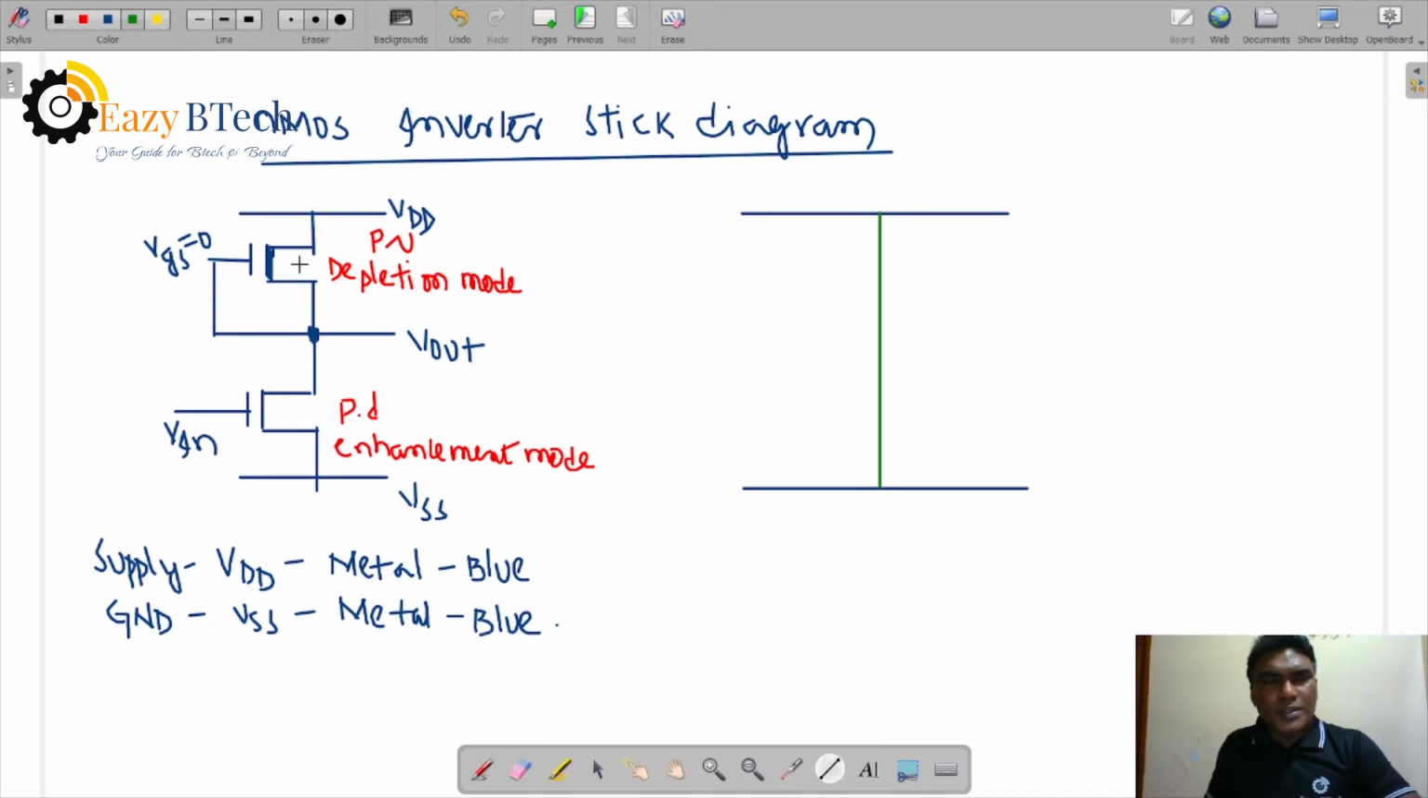How many polysilicons are there? There are two polysilicons, one from above and one from below. So two gates are here. This gate is a short circuited gate, and here we are applying the input voltage.